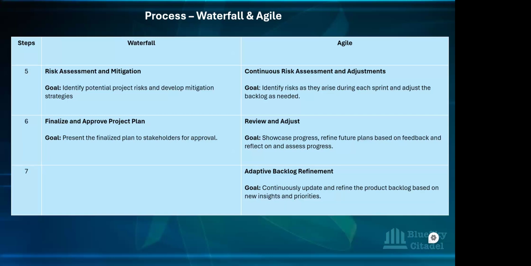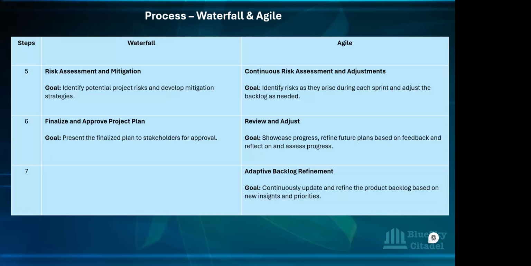And then the next step for Agile will be the review and the adjust. That's the step of showcasing the progress, refining it for the future plan. Based on the feedback that you've received from the stakeholders, you reflect on what you've done, which is the retrospective aspect, and then you assess your progress, you put a plan in place, and then you move on.